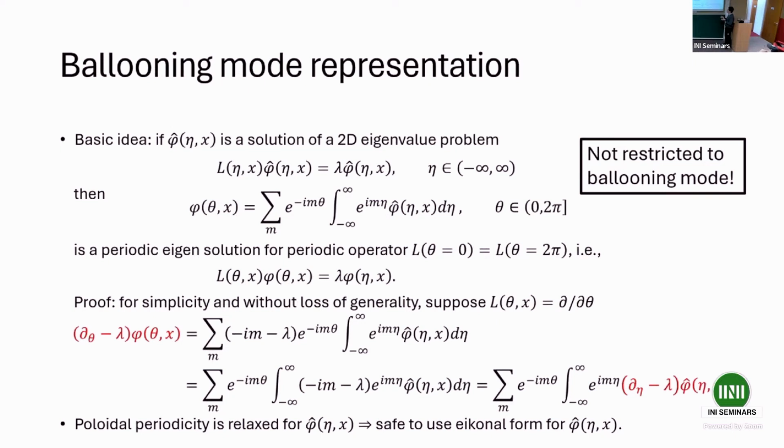Then if phi hat is a solution of this equation, then we can say the phi theta x, which is related to phi hat through this equation, is also a periodic eigensolution for this eigenfunction. So I just skip the proof; it's just trivial.